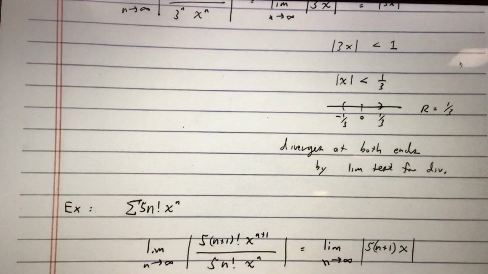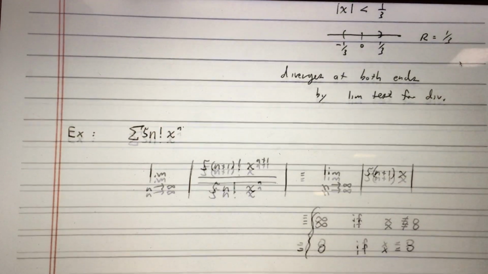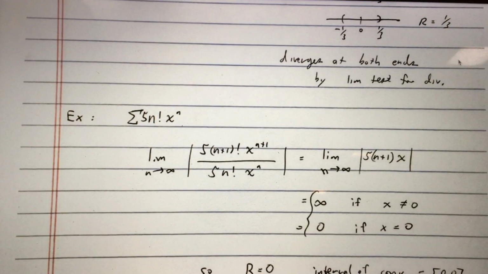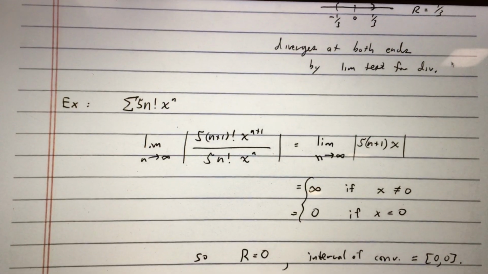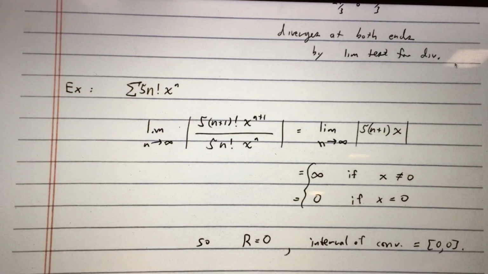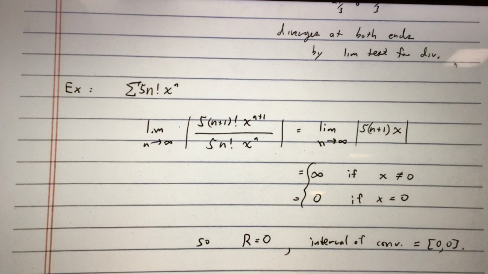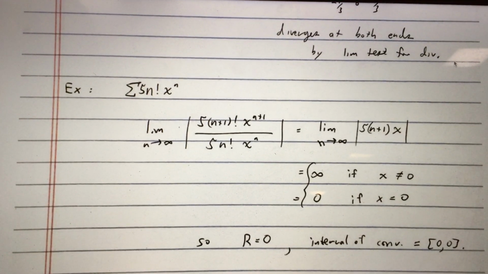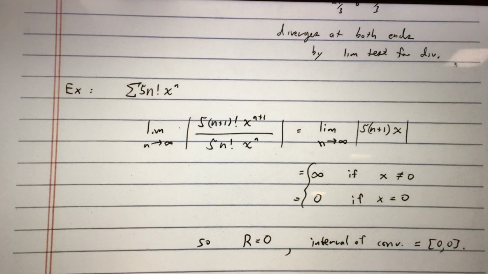Oh, one more. 5n factorial x to the n. We'll look at this one as well. And it turns out that it only converges at x equal to 0. It only converges right in the center. It doesn't have any radius. Radius is equal to 0.